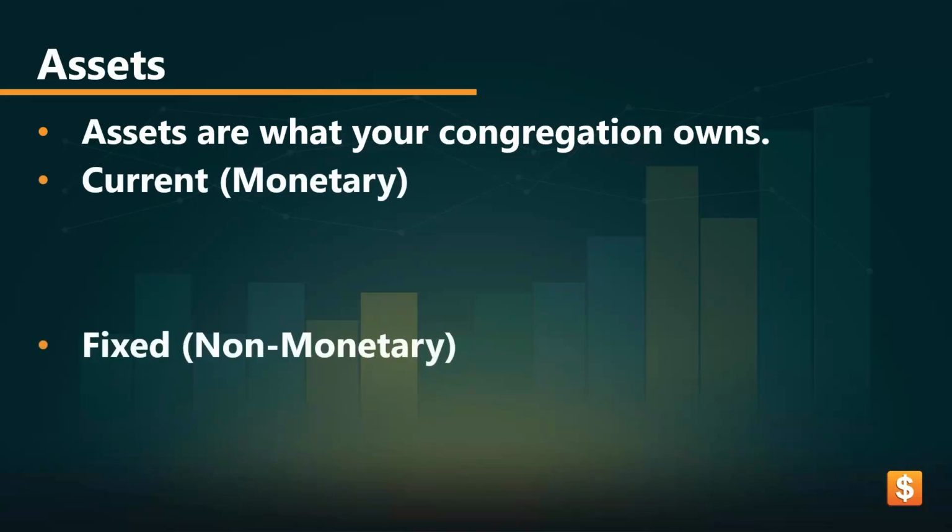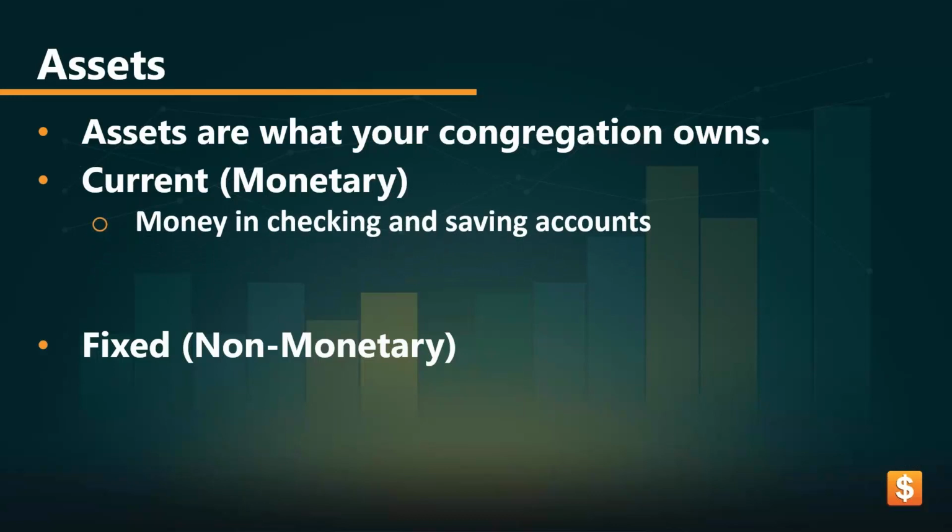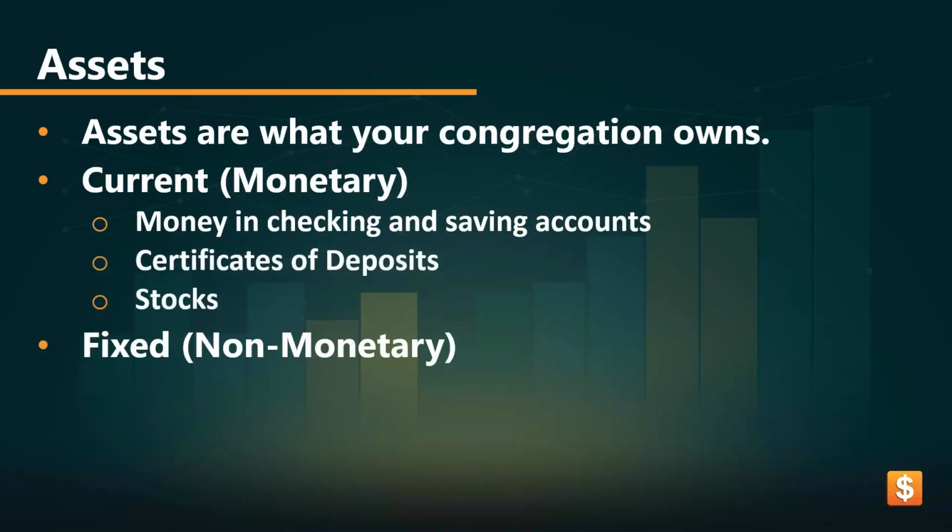Examples for your current and fixed assets: your monetary would include any of your checking and savings accounts, any sort of bank account, your CDs, and your stocks. So if you can put a monetary value on it, then it is considered an asset. In addition to that, assets can also include buildings, land, and any other equipment that you might have. So any sort of vehicles, your pews, your organ, all of that is your asset as well.